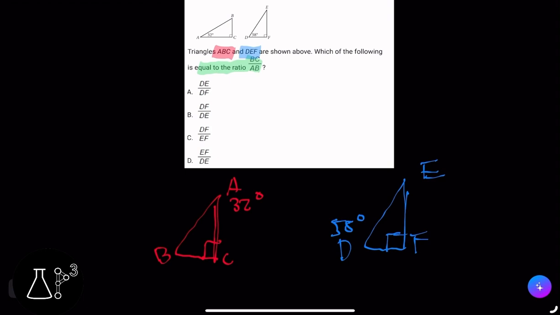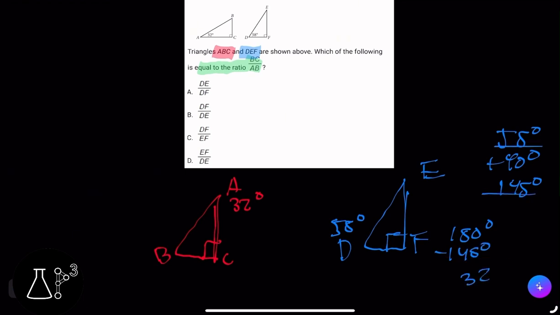In order to look for E and B, I have to add D and F, which equals 148, and subtract it from 180 to figure out E. So let's do that right now. So if I get 58 degrees plus 90, because of the right triangle, I get 148. So all I have to do is do 180 minus 148 to figure out E. I get 32. So E equals 32 degrees.